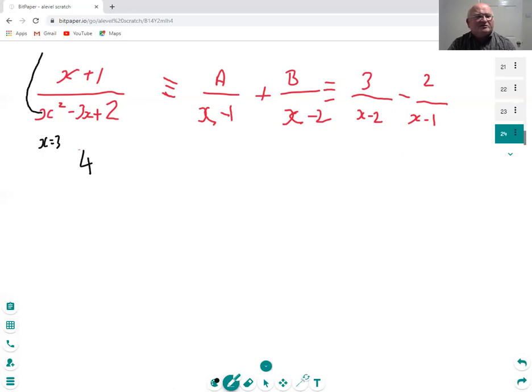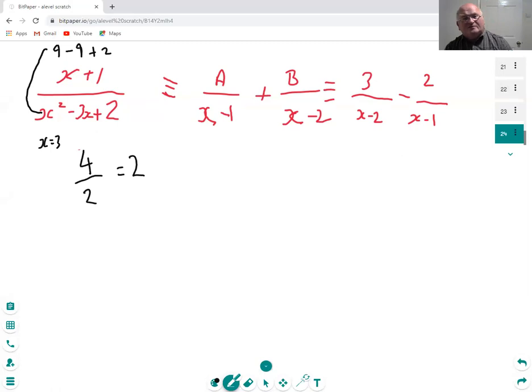Let's work this out. I can do it in 2 ways. 9, which is x squared, take away 3 times x. I've got x equals 3, so that's 9. It's easy enough. 2. So that works out. When x is 3, the numerator is 4, the denominator is 2, and that equals 2. So this side should also be 2.